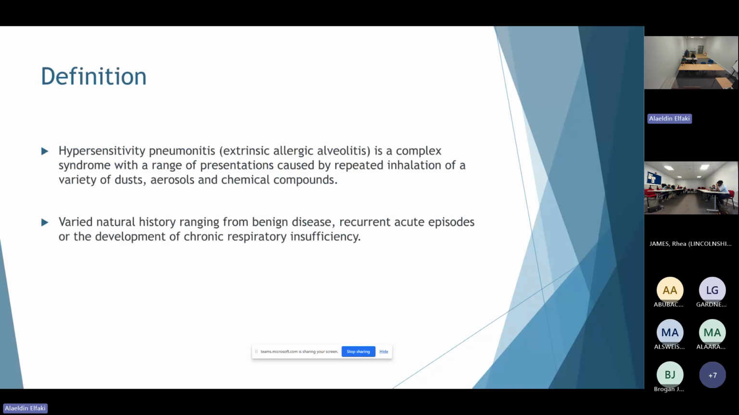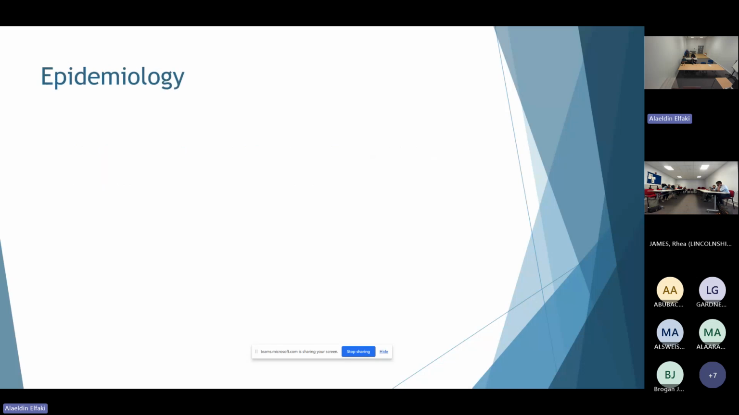Hypersensitivity pneumonitis is also one of the causes of lung fibrosis, and was previously known as extrinsic allergic alveolitis. It is mainly caused by exposure to dust, mainly organic dust, and sometimes may be related to chemical compounds as well. The disease may be acute, subacute, or chronic, and in chronic disease it might end up with respiratory insufficiency due to development of lung fibrosis.